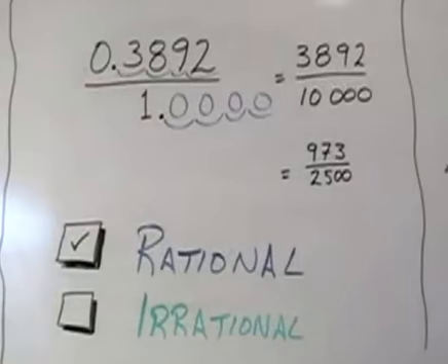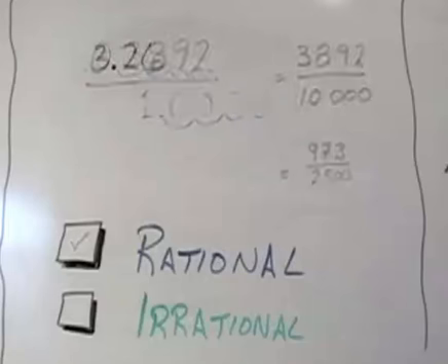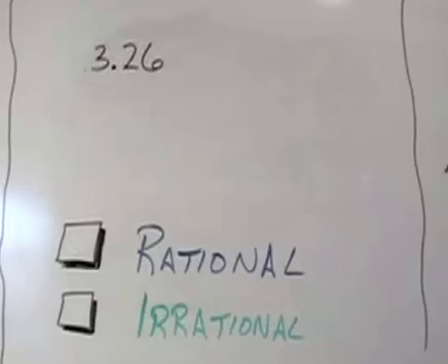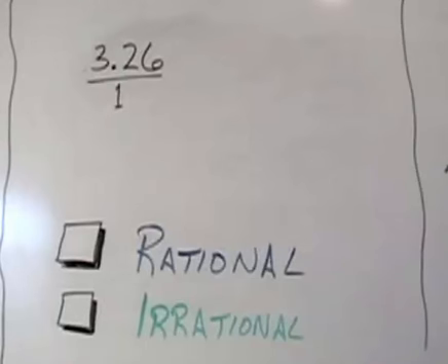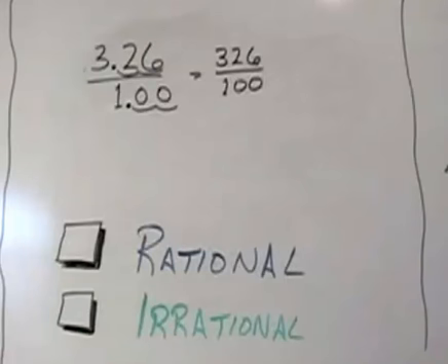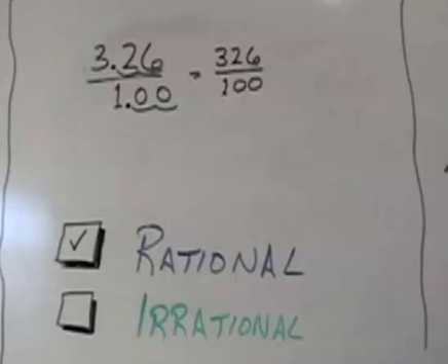Now try one on your own. See if you can convert 3.26 into a fraction. You should have written a 1 underneath 3.26 and then moved both decimal points all the way to the end of the fraction, and we get 326 over 100. So we are able to write 3.26 as a fraction, so this is a rational number. As long as we can find the end of the decimal, we can write it as a fraction, and it is a rational number. How about a longer decimal?